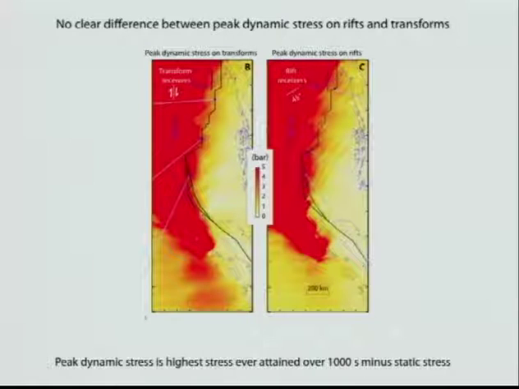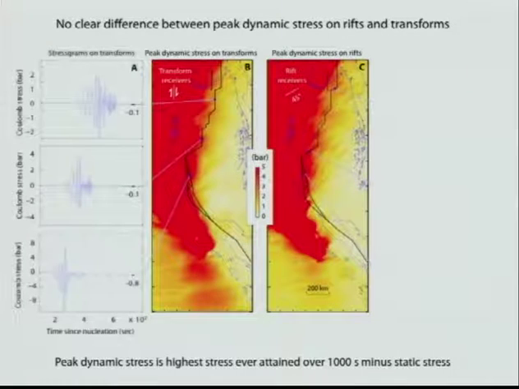First thing you will notice is the directivity effect. Look how it is larger to the north than to the south. But what you don't see is any difference between the results for the rifts and the results for the transforms. They look very similar. Remember, we are inhibiting transforms and promoting rifts, but we don't see that in the peak dynamic stress results.